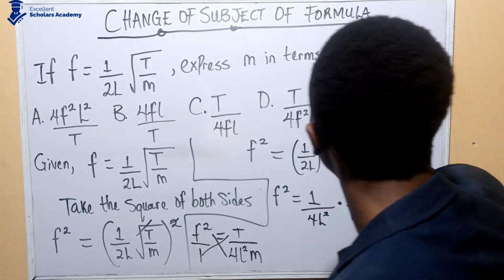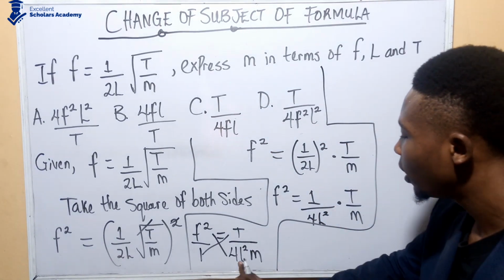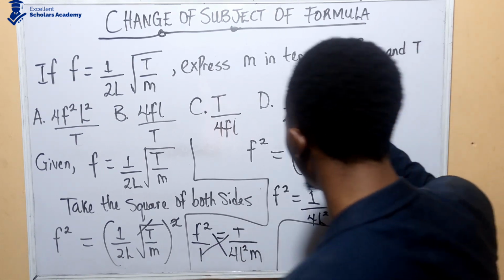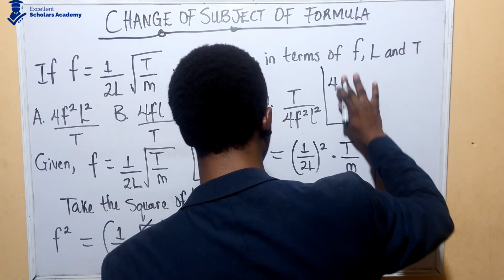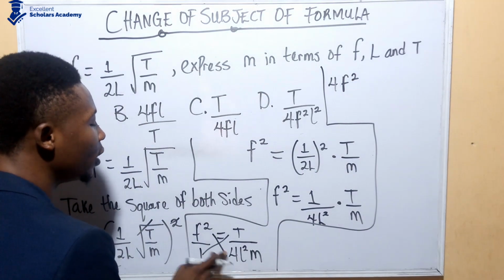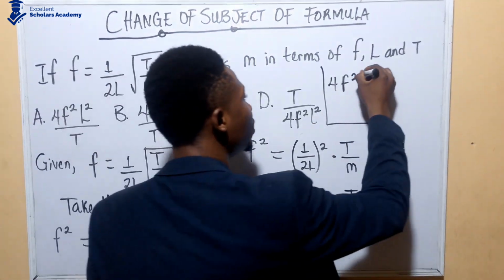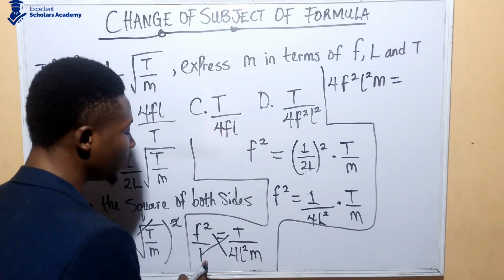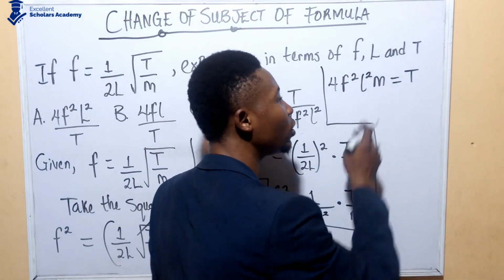All right, so when we cross multiply, that becomes what? 4l squared m times f squared. That gives us what? 4l, okay, f comes before l, so f squared, 4f squared, because alphabetically f comes before l, so that will be 4f squared l squared, because l comes before m, then m is equal to, now t times 1 of course gives us what? t.